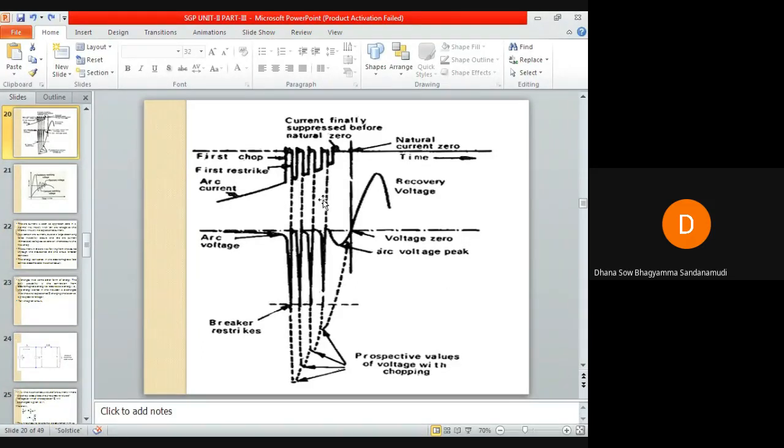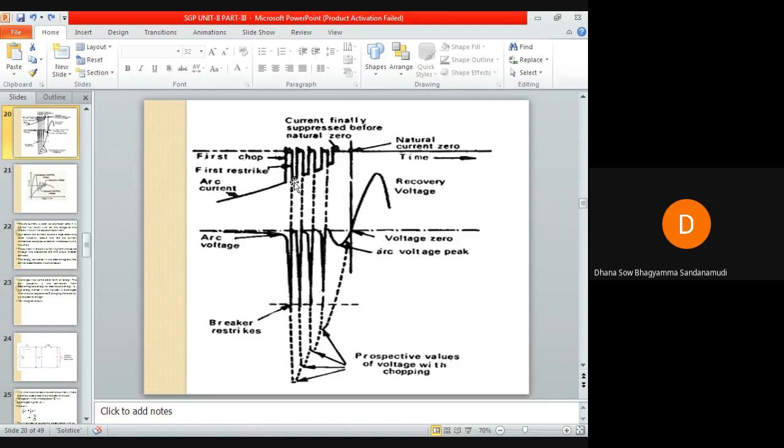Even though the arc has restruck, you can see the arc current here. Because of the prospective voltage, the arc has restruck. You can see the first restrike, this line, second line. Again, because of the deionizing force in the dielectric medium between the contacts of the circuit breaker, the arc will be interrupted, and this arc current this time is smaller than the previous value.